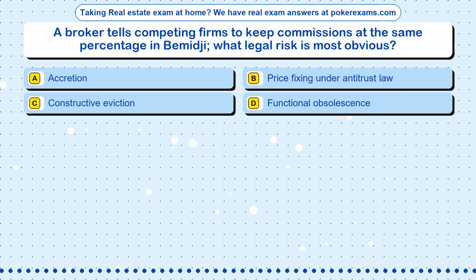Question 42. A broker tells competing firms to keep commissions at the same percentage in Bemidji. What legal risk is most obvious? Option A, accretion. Option B, price fixing under antitrust law. Option C, constructive eviction. Option D, functional obsolescence.